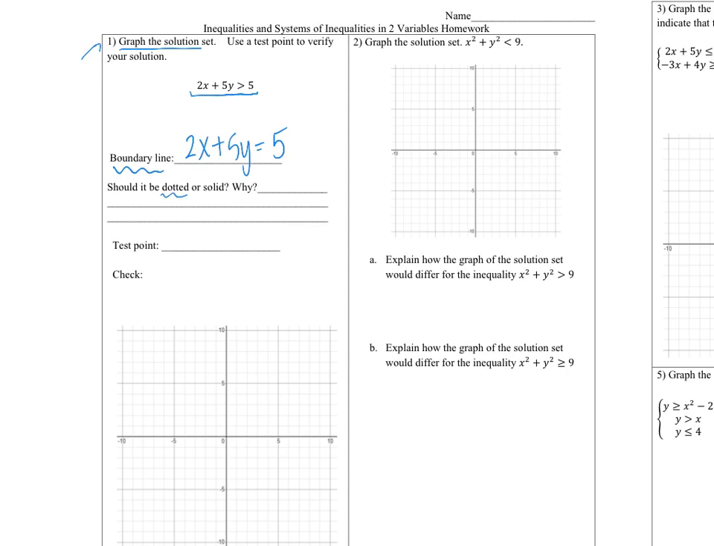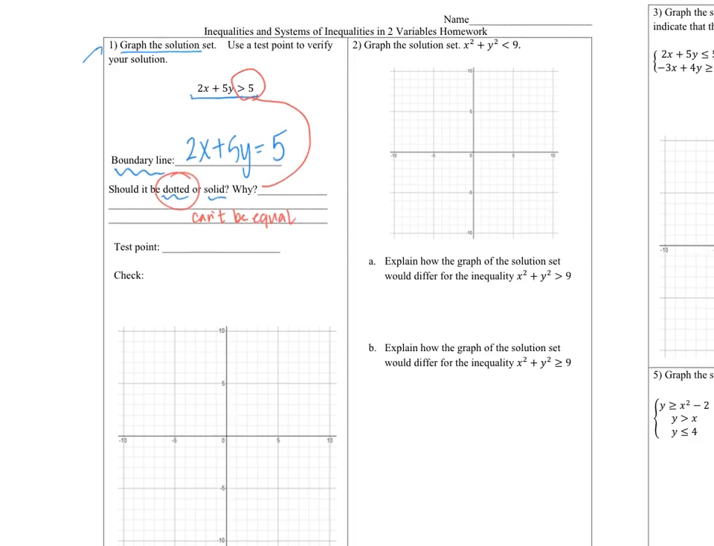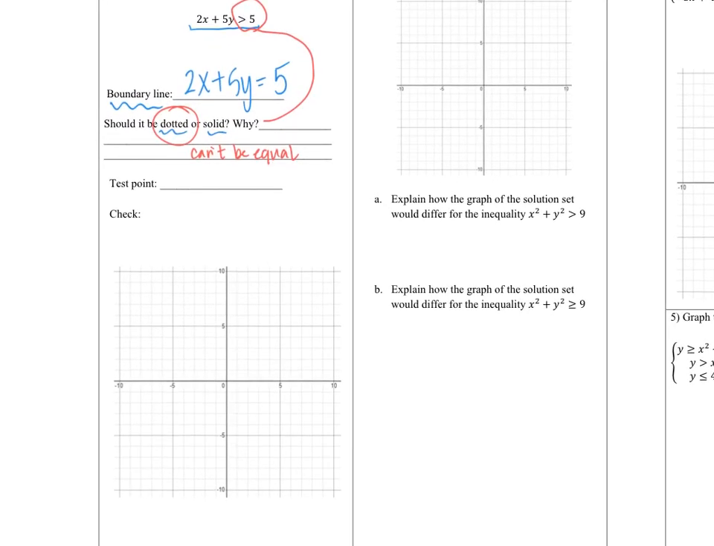And it says, should it be dotted or solid? Well, it needs to be dotted because we don't want to actually equal. If you look at this, it says strictly greater than 5. We can't be equal. A solid line would mean we could actually equal that number 5. And so we're going to do a test point, but let's try and sketch the graph.